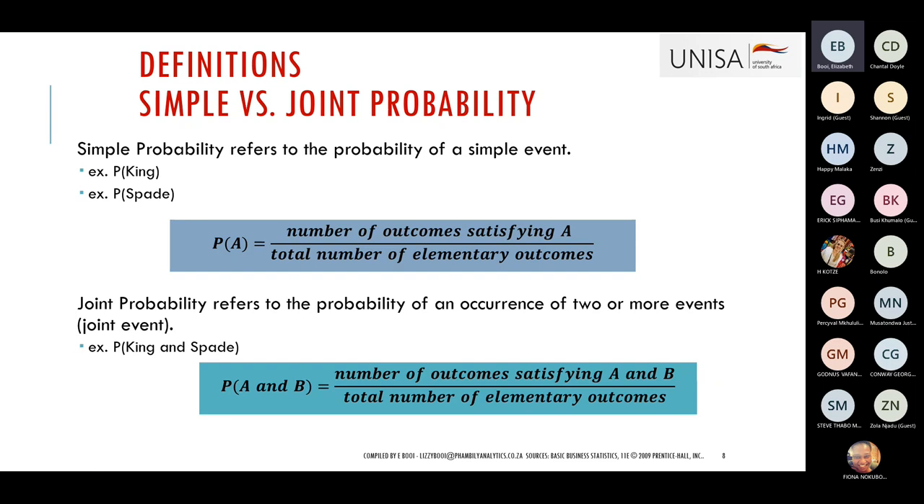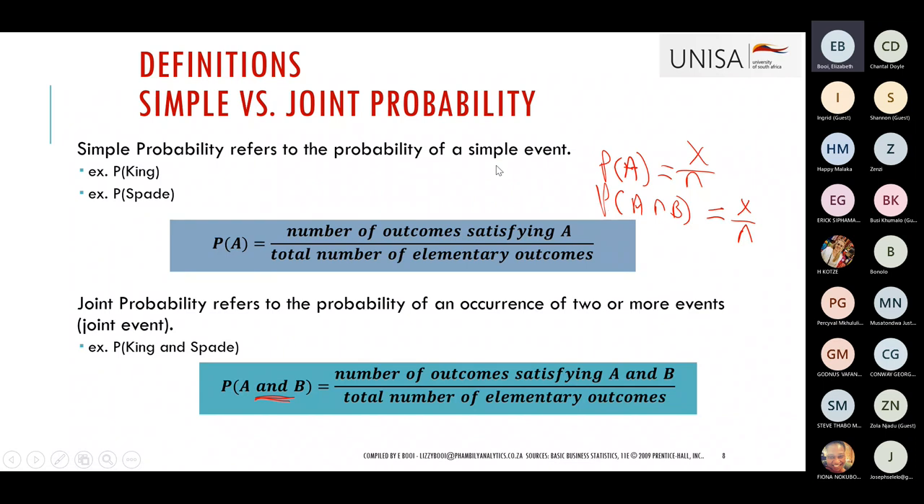Always, the probability of an event, let's use event A, will be the number satisfying divided by the sample space, even if it's a joint event, event A and B. You will realize that here I'm using AND. You can use AND and you can use intersect as well. They mean one and the same thing. And that will be the observations satisfying that joint event divided by the grand total. We're going to use that to calculate probabilities.